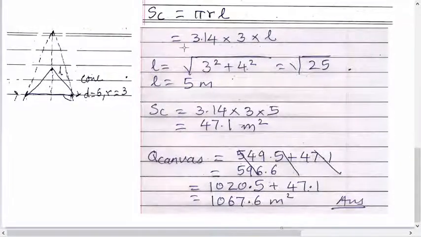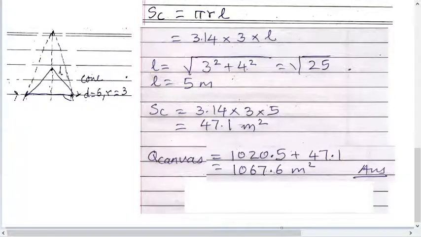This is 4, this is 3. Then L will be what? Root of 3 square plus 4 square, Pythagoras. That is 25, so that is 5. So L equals 5. So the surface area of the cone is what? Pi R into L. 3.14 into 3 into 5. So 47.1. So now you have got both the surface areas.